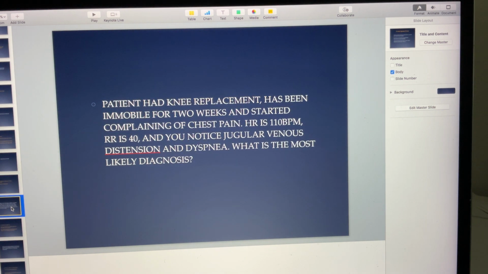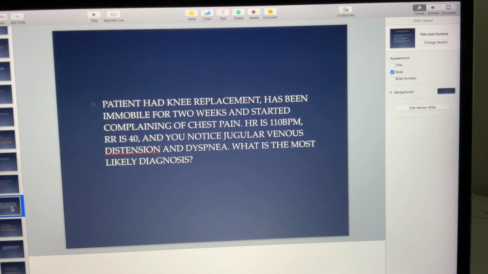Next question. You have a patient who had a knee replacement. And this patient pretty much has been immobile for 2 weeks. And they started complaining of chest pain. Heart rate is 110 beats per minute. Respiratory rate is 40. And you notice jugular venous distension as well as dyspnea. What is the most likely diagnosis?